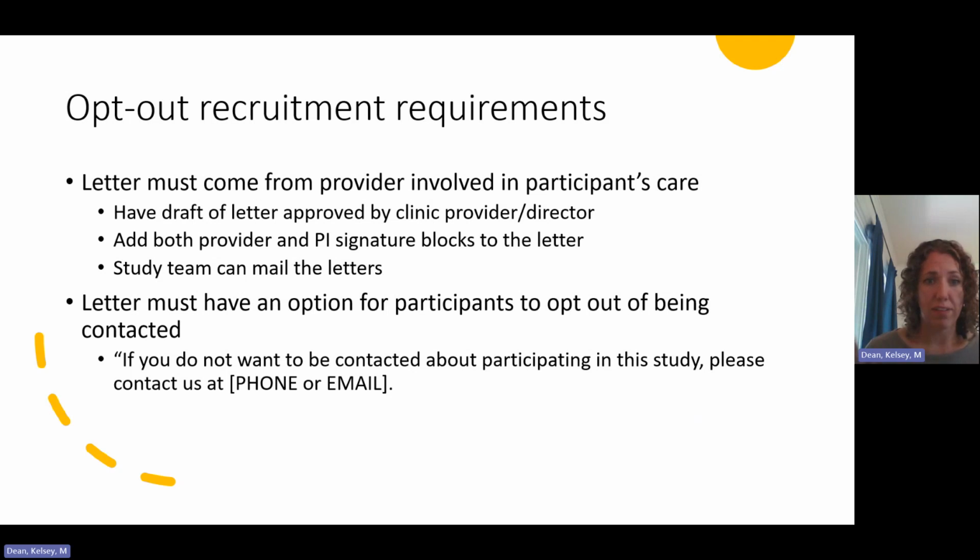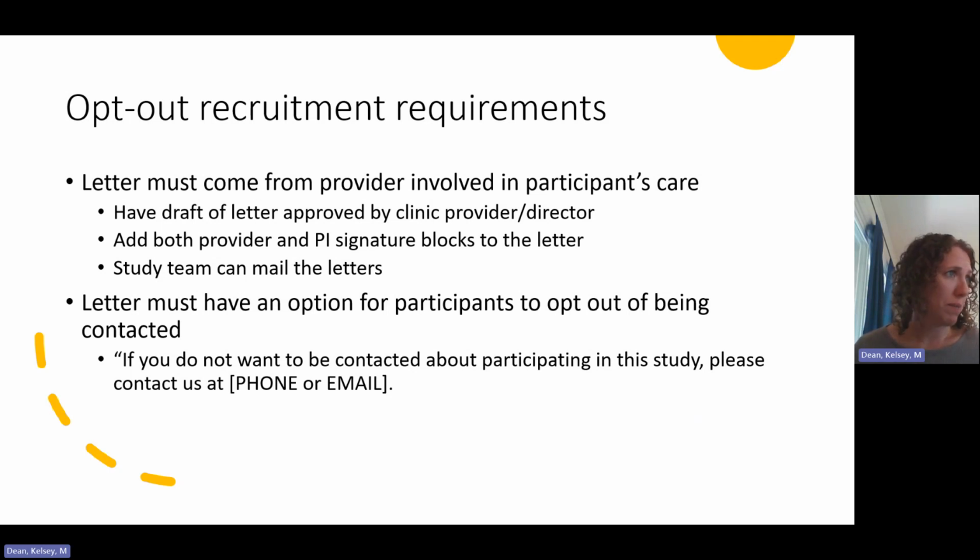Once the provider signs off, says it looks great, then the study team can actually be the one who mails out those letters. So it can kind of take the burden off of that clinic of trying to recruit for you. You're just getting their buy-in, getting the letter approved by them to send out to their patients. So that's one of the requirements, is it can't come like a cold call from the study team. It has to be in partnership, sent by a provider known to the patient.